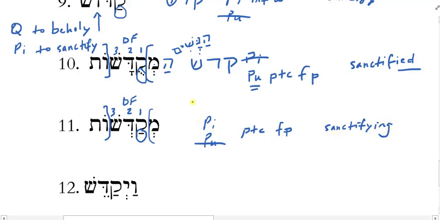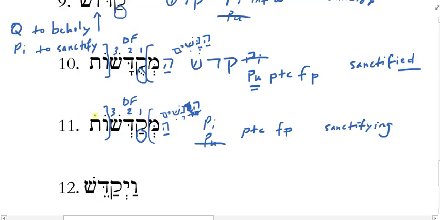Okay? So if I were to use this as an attributive participle, I could have something like ha anashim ha mukadeshot. How would I translate that? What kind of men are these? Sanctifying men. The sanctifying men. The men who are sanctifying. Okay? I'm sorry, that wouldn't work. That should be ha nashim, not ha anashim. Sorry. So it's the women, the sanctifying women, the women who are sanctifying.